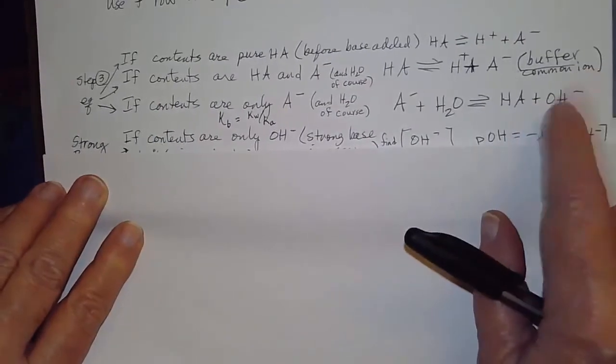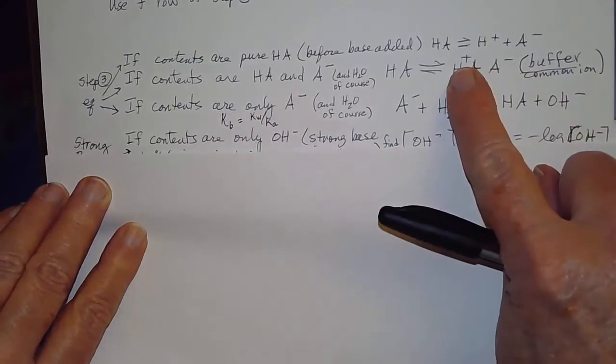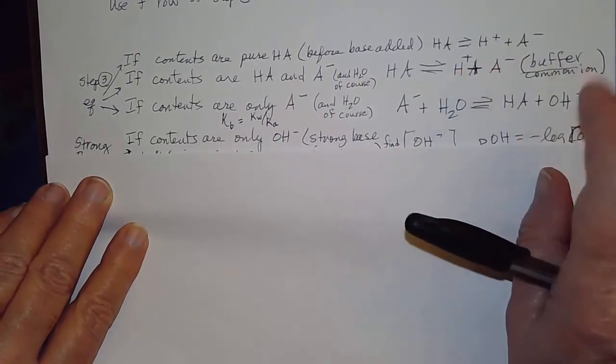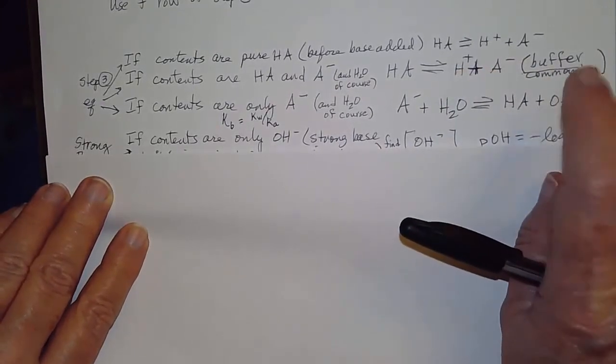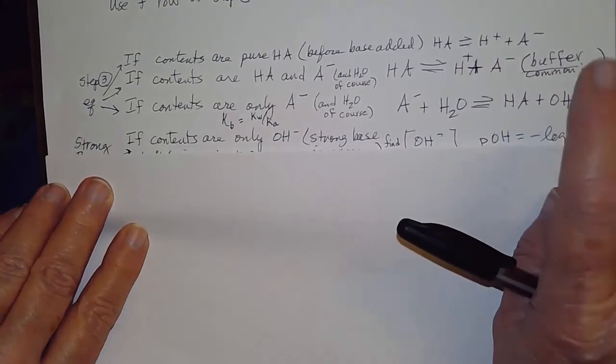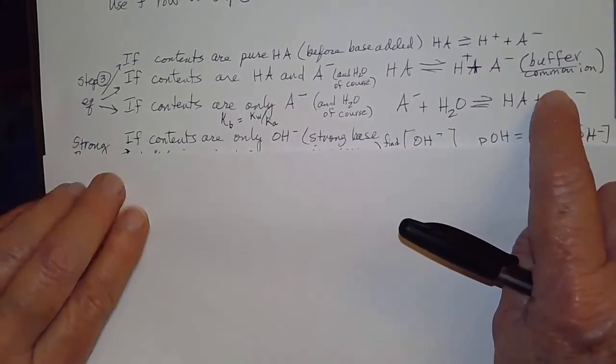And you'll get pOH, that's the difference. Here you're going to get hydrogen ion concentration. Here X will equal hydroxide. You'll get a pOH, subtract from 14. So this one adds an extra step for you.